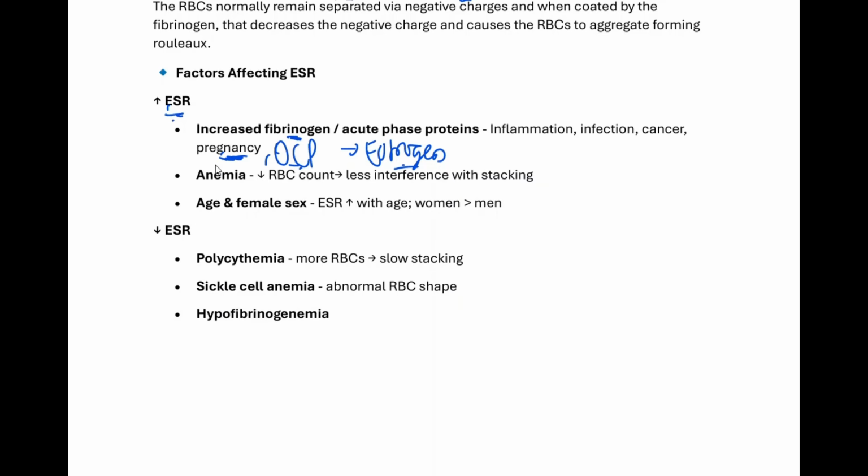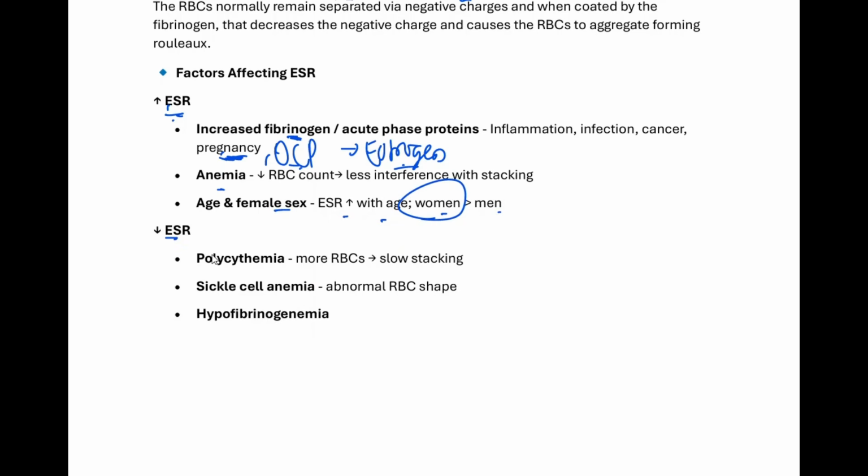And ESR could also be increased in anemia because of the decrease in blood counts. So there's less interference with those red blood cells. So that is also going to make them fall faster, because the viscosity of the blood is so low. It's just like when you have water and you are pouring it, it's going to pour really fast. And age and female sex could also have increased ESR. ESR could be increased with age, and more in women than in men. And I think with women, it's related to the estrogen.